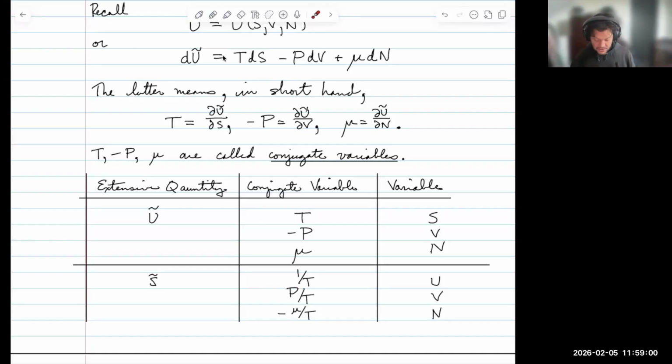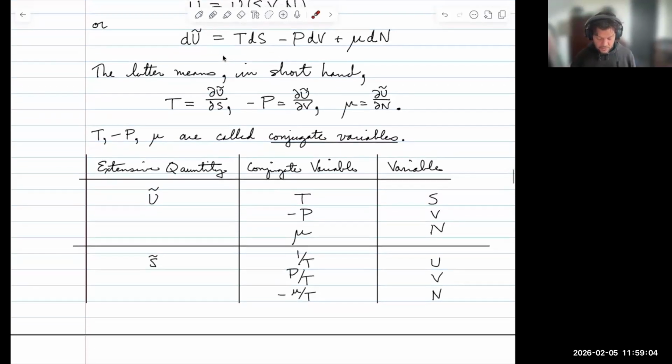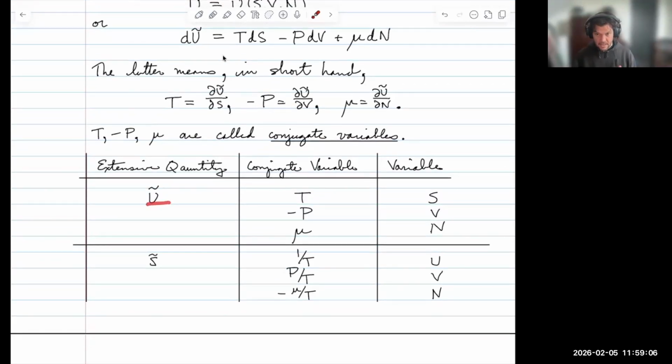But for now, let's just look at this in usual terms. If we have the energy function, then its primary variables are S, V, and N. These are the primary thermodynamic variables. The conjugate variable to S is T. The conjugate variable to V is minus P. The conjugate variable to N is mu. That's what I said just above.